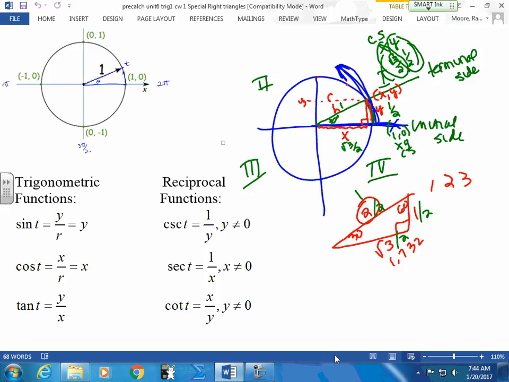Now, here's the other problem. On a unit circle, notice we're dealing with x's, y's, and r's. We're not dealing with opposite, adjacents, and hypotenuses. We are now transforming them onto a unit circle. So this technically, yes, is my opposite. This technically, yes, is my adjacent. And this is my hypotenuse. We're going to play with this just a little bit. So you memorized SOHCAHTOA. We're going to transform this to your unit circle. Sine, cosine, tangent.